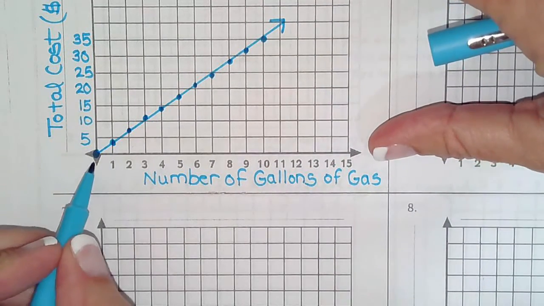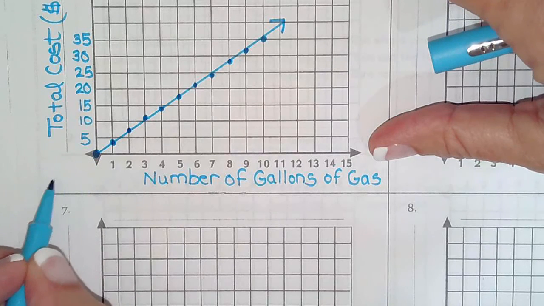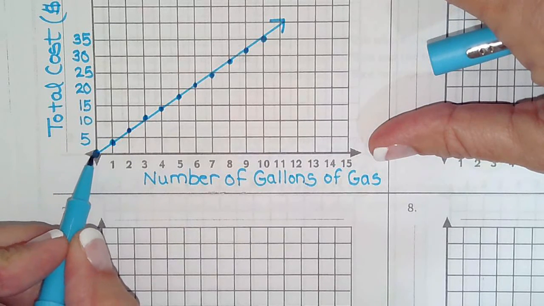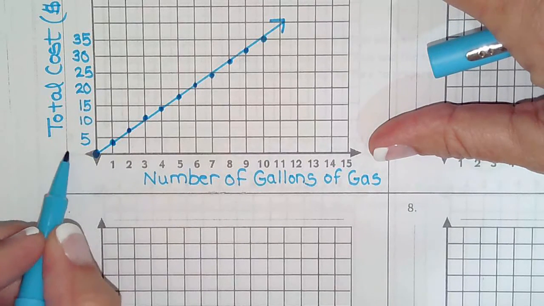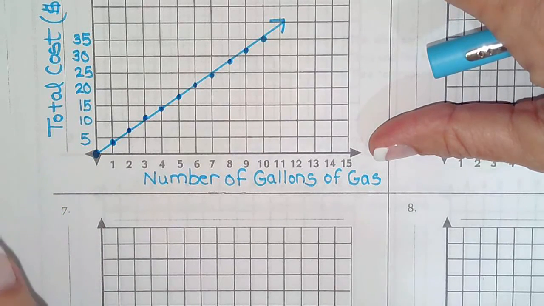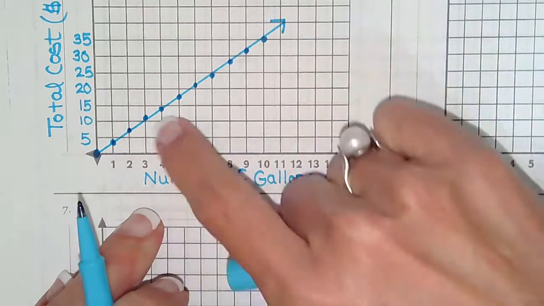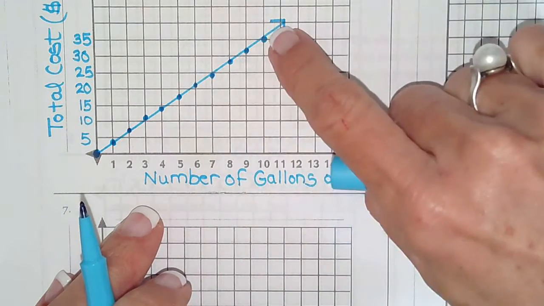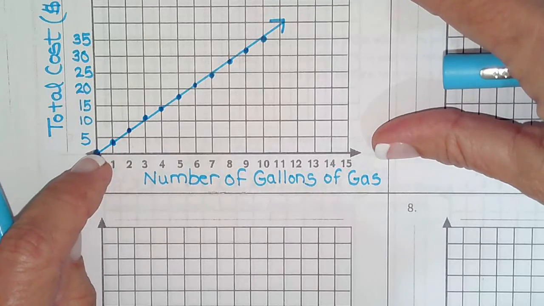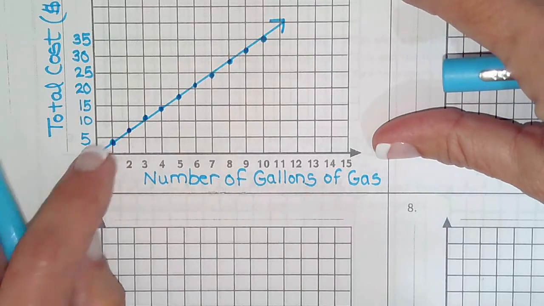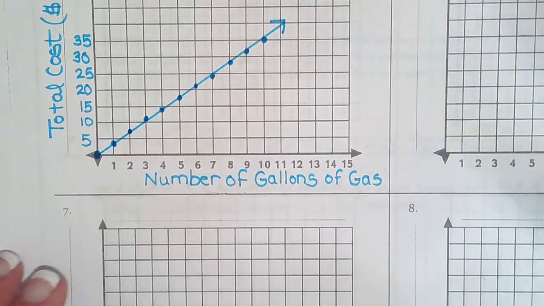So another question I want to ask you is, could we go backwards? Backwards will mean a negative number of gallons. I can't buy negative gallons. That's why this one doesn't have an arrow on it. I can buy more than 10 gallons. That's why this side has an arrow, but I can't buy less than 0. So this side will not have an arrow.